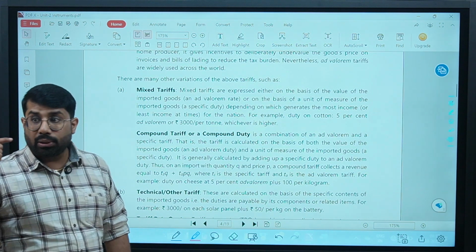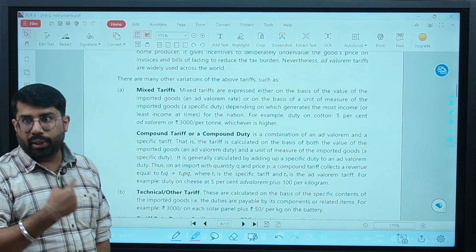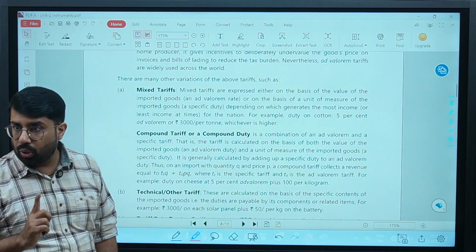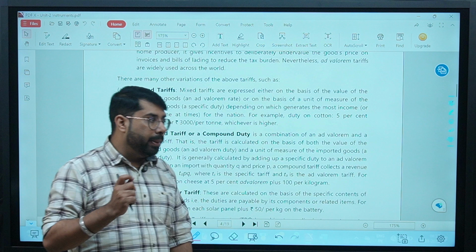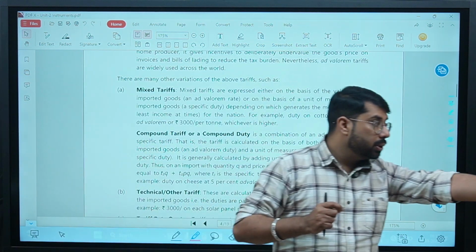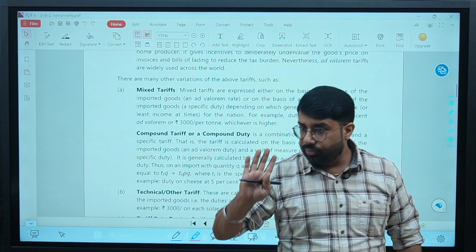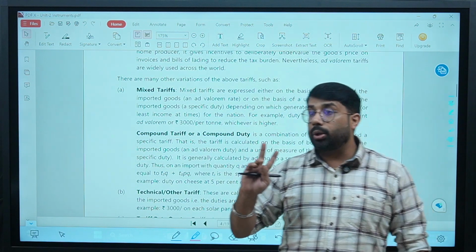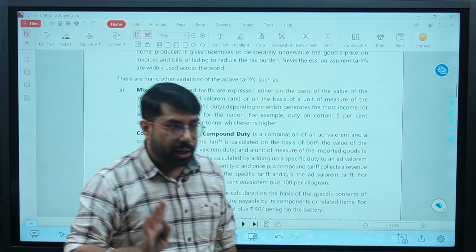Keep all the things in your mind, because in between I am going to ask questions from all the tariffs you are completing. Okay? Yes or no? Yes, sir. Name the tariff which is charged on the basis of the value of the goods. Ad valorem tariff. Are we clear? Tariff which is charged on the basis of number of units, weight or measurement. Specific tariff. Are we clear?